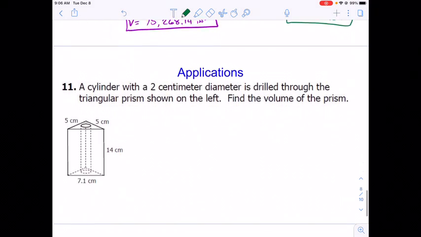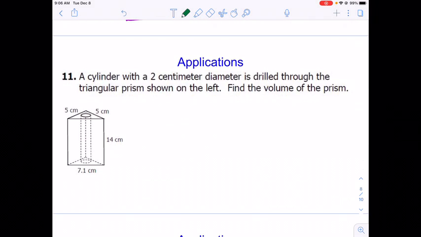All right, so let's take a look at 11. We have 2 problems left in application type problems. It says a cylinder with a 2 centimeter diameter is drilled through a triangular prism shown to the left. Find the volume of the prism. So let's look at the formulas we're going to use, or kind of how we're going to approach it. We're going to take the volume of the triangular prism here, and we're going to subtract out the volume of the cylinder.